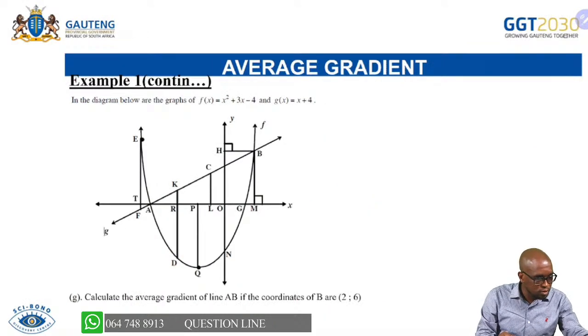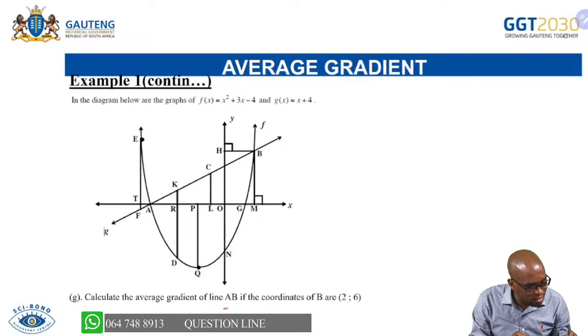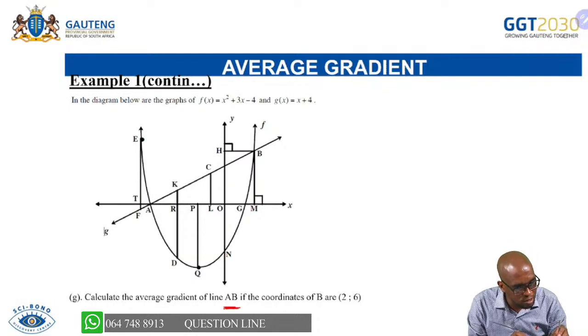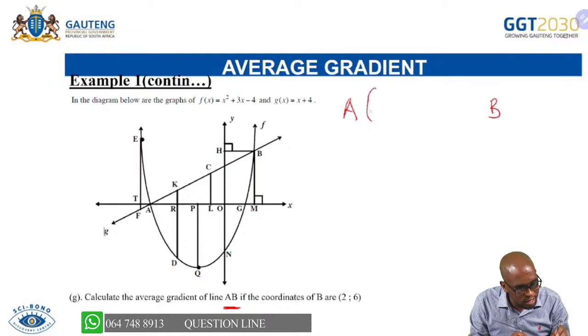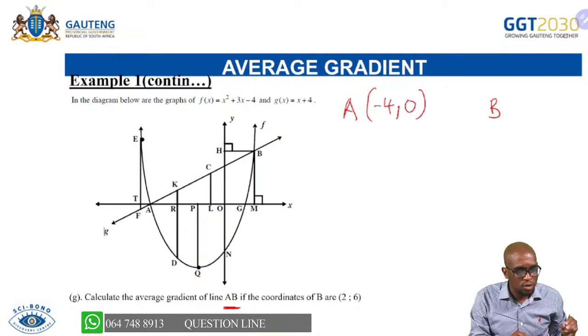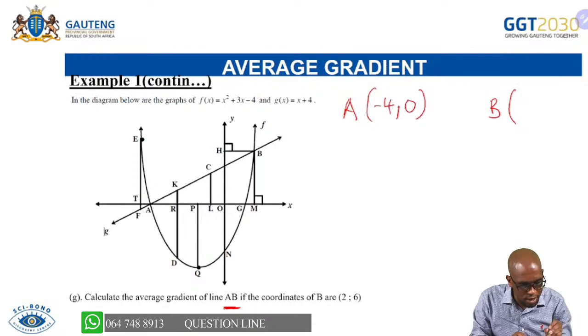Right, moving on. Calculate the average gradient of line AB if the coordinates of B are 2:6. This is just basic gradient calculation. So what we're going to do here, we want the average gradient of AB. So we need the coordinates of A as well as the coordinates of B. The coordinates of A, in this case, we've worked them out. We got that A is minus 4:0.